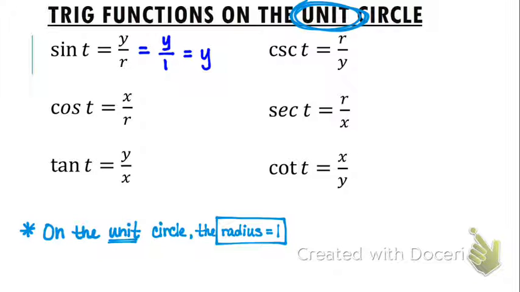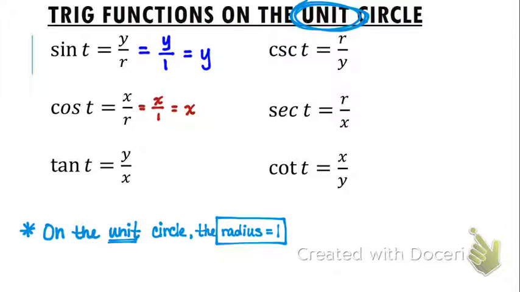If I'm on the unit circle, then it's just the y part of the ordered pair. What about cosine? How's that one going to simplify for me? That would just be x, because it'd be x over 1, which would just be x. If I'm on the unit circle, can I simplify tangent at all? No. Why not? Yeah, the radius isn't part of that. It's the relationship between the y part of the ordered pair over the x part of the ordered pair.